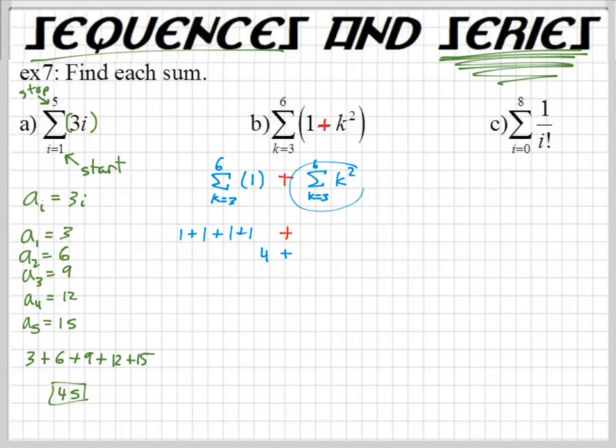Okay, so for this one right here, we've got a little more work to do. It's going to be 3 squared plus 4 squared plus 5 squared plus 6 squared. And what's that? Should be a red plus. Okay, so we have 9 plus 16 plus 25 plus 36. Now you just have to add all those up. Did I say 86? 36. Sorry, I do that sometimes.